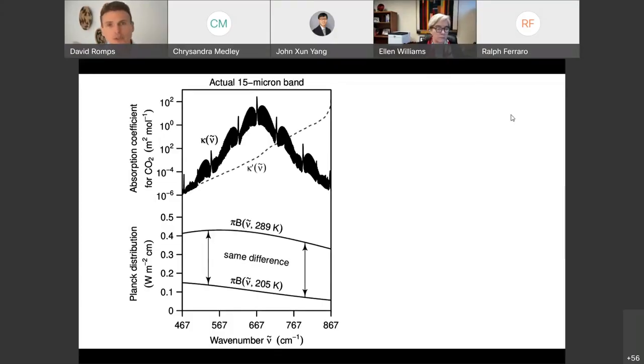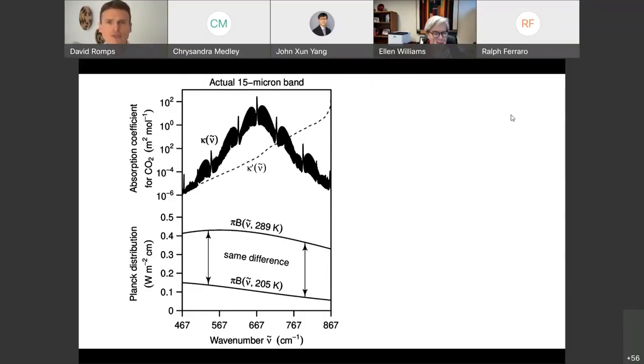And what you get when you do that is this dashed line here. And what's important to notice about this dashed line is that it is very approximately linear in wave number. There are deviations for sure, but to a good approximation, it's linear. So again, what I've done is I've reordered the wave numbers in order of increasing kappa. In a way, this is telling us about a cumulative distribution of kappa over this 15 micron band.